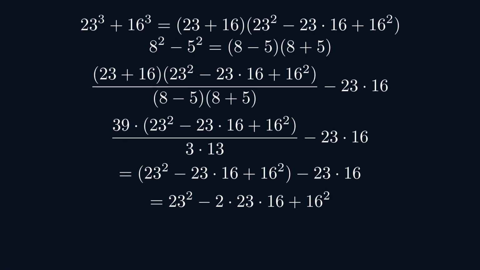This matches the expansion of (a minus b) squared, which equals a squared minus 2ab plus b squared. So the expression becomes (23 minus 16) squared. Finally, 23 minus 16 is 7, and 7 squared equals 49.